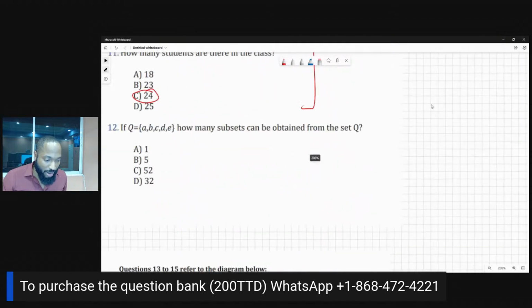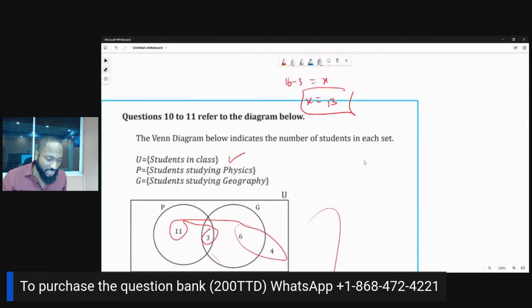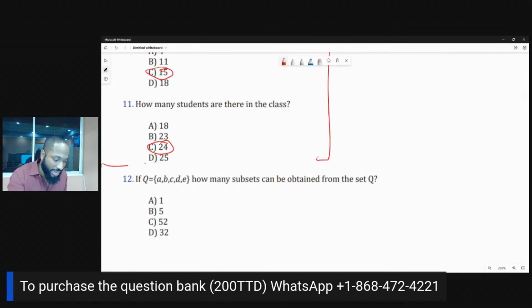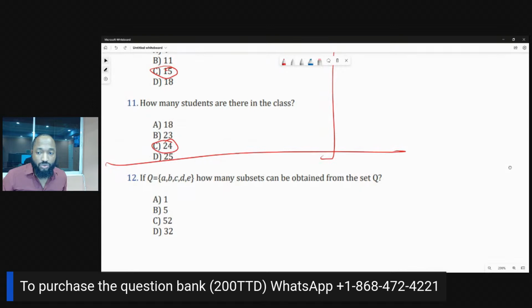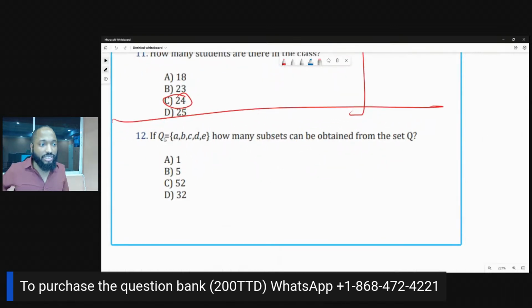This is a brand new question. So 10 and 11, Q. What they'll do in CXC is say the question refers to that, and sometimes they even draw a line like here to show you that this is a new question. So what about this question here? If Q is equal to A, B, C, D, E, how many subsets can be obtained from the set Q?